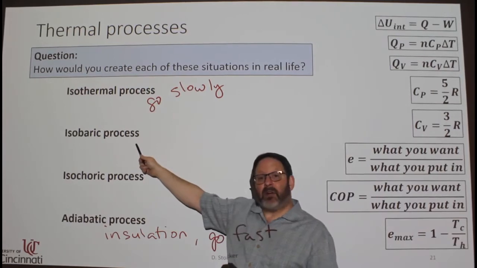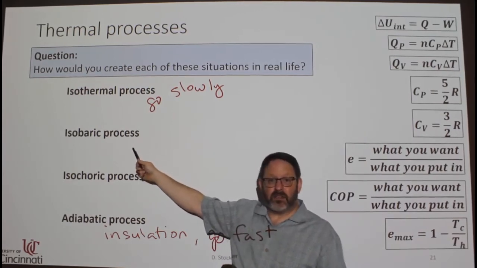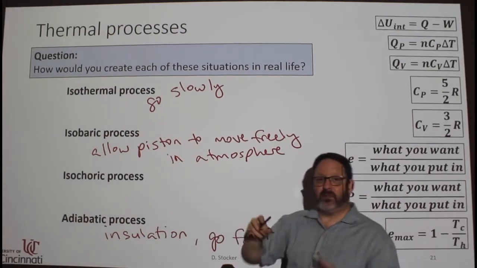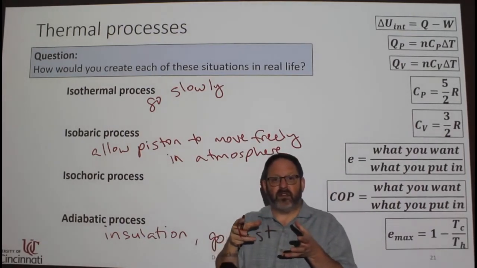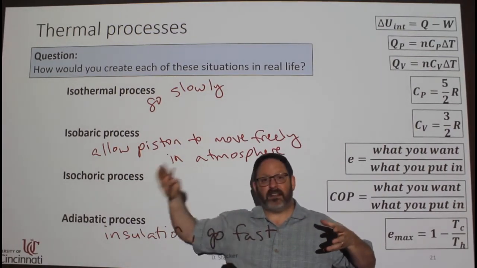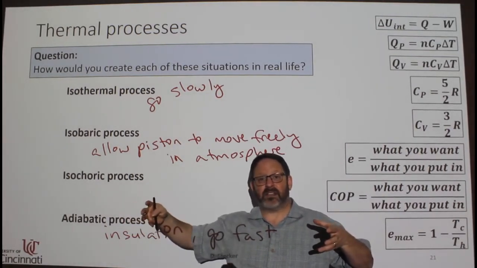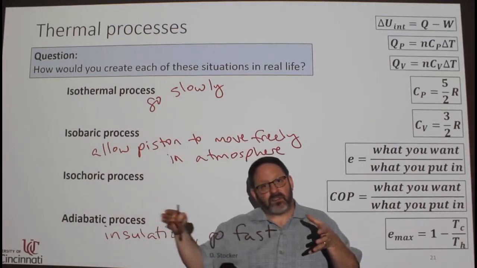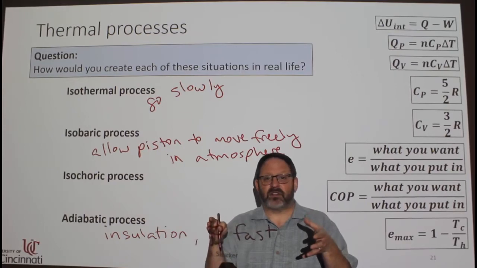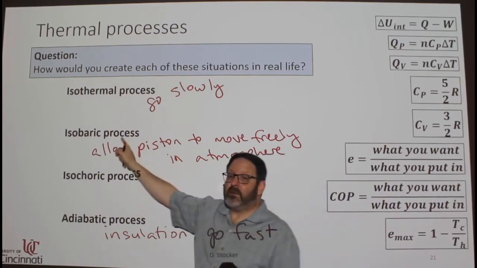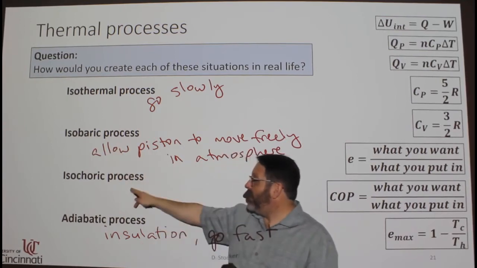An isobaric process, this is constant pressure. One way to have an isobaric process is to incorporate some kind of a piston that if the pressure inside goes up, the piston will push out to keep it the same as the atmospheric pressure outside. If something happens to try to make the pressure go down inside, the piston will just slide in to keep the pressure constant. So using a piston open to the atmosphere is one way to keep an isobaric process.